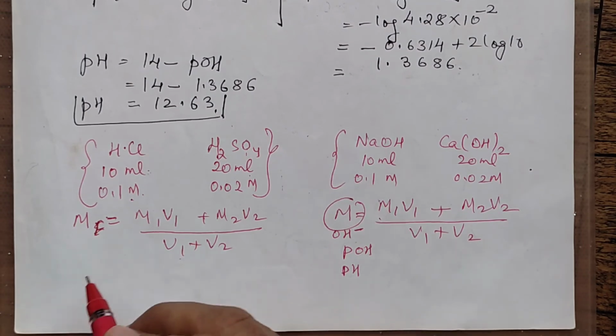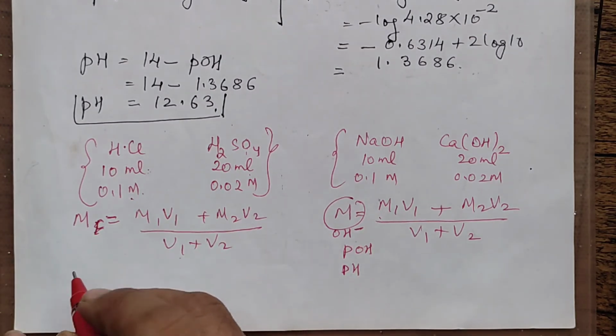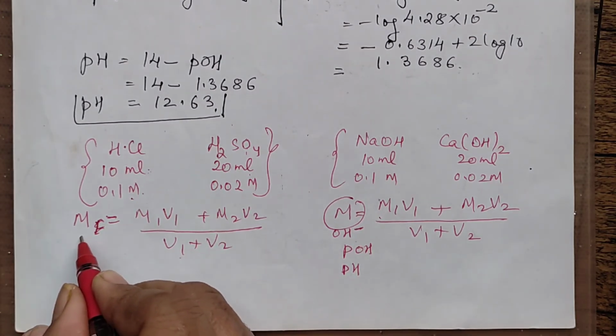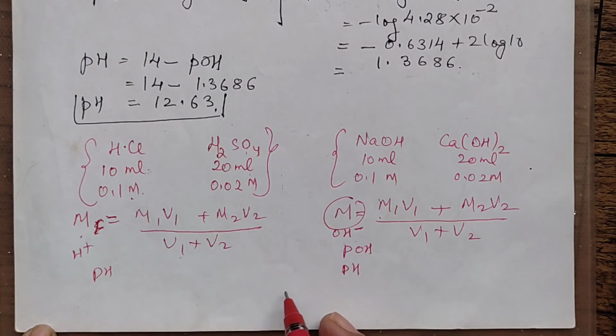And for this one, this is a combination of the acid itself. So when it is a combination of the acid itself, the final molarity will be of H plus. Directly you will be calculating the pH. Right? So you can calculate for both these and write down the answers in the chat box, in the comment section.